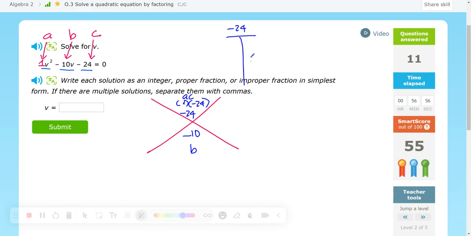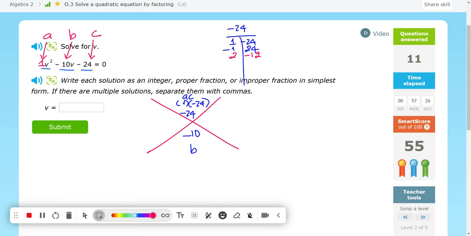One of them has to be negative. So let's do the first one, 1 and negative 24. When you add them together, it becomes negative 23, so it's not working. You can do negative 1 and positive 24. When you add them together, it comes out 23, so it's not working. The next one, move on to number 2. 2, negative 12. Ooh, bingo. If you add them up, it comes out negative 10. So this one is working.